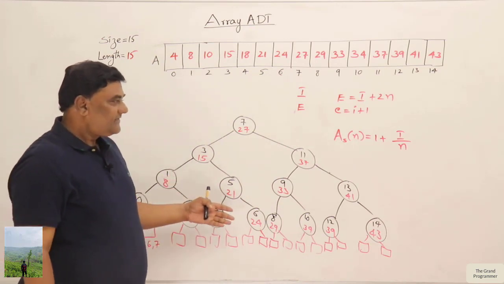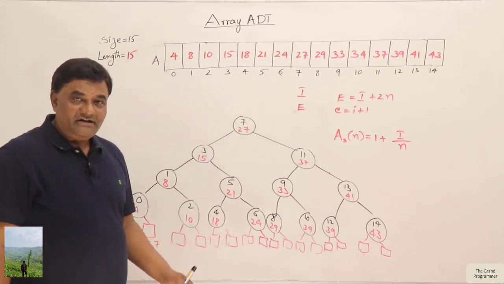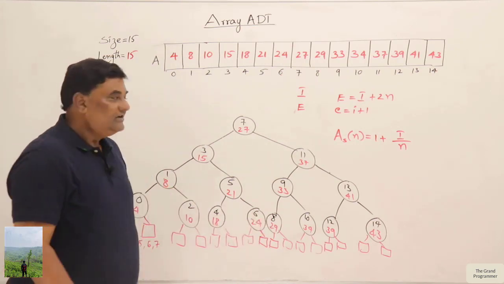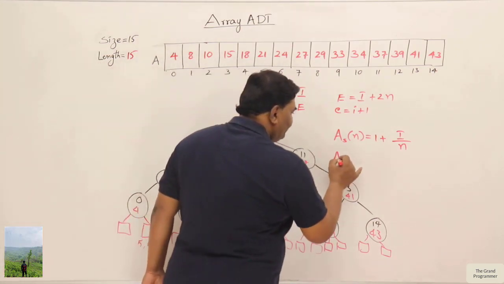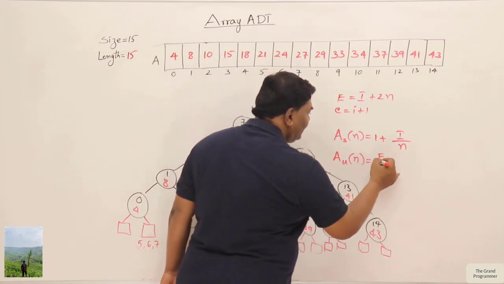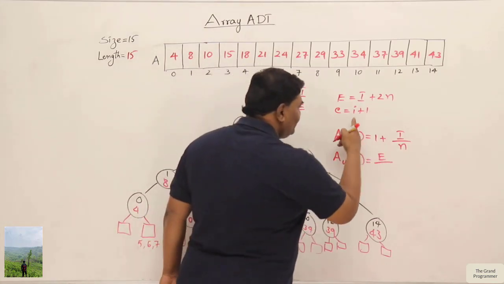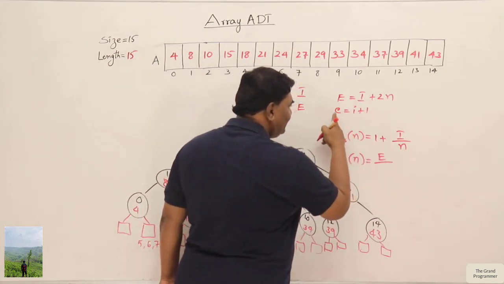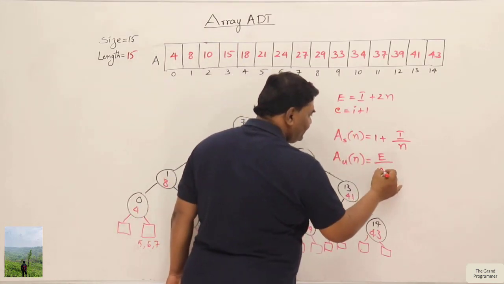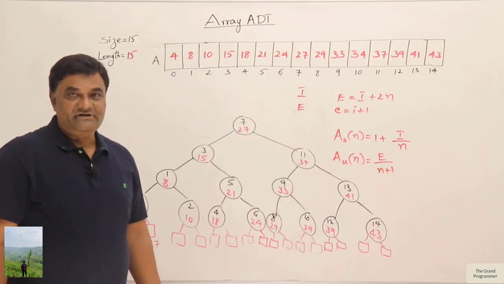Then what is the average time taken for unsuccessful search? So the average time taken for unsuccessful search for n elements is E by the total number of nodes. We know that if n nodes are there, then external nodes will be n plus 1. So this is n plus 1. Average successful time, average unsuccessful time.